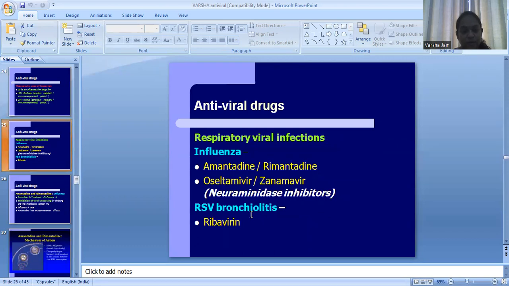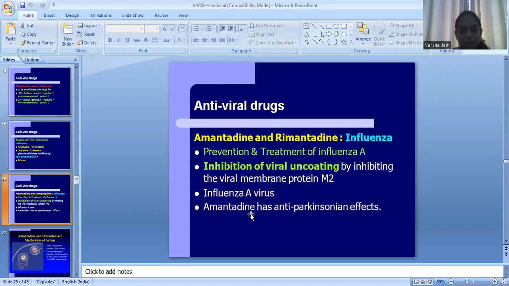Respiratory viral infection, that is influenza. Drugs used for influenza are amantadine, rimantadine, zanamivir, then oseltamivir. For RSV, ribavirin. Amantadine and rimantadine are used for prevention and treatment of influenza A, and inhibit viral uncoating by inhibiting the viral membrane protein M2.